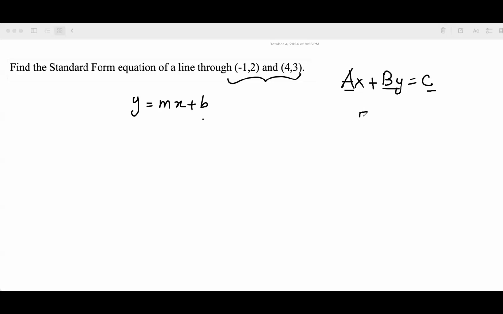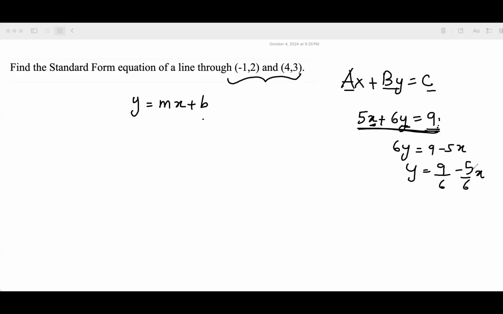Oh, C is the constant. It will be like 5x plus 6y equal to 9. 9 is the number that's not associated with any coordinate point. Does it indicate something in the graph, is what your question is? No, from the standard form you can't say anything like that. If you convert it to slope-intercept form, then it makes some sense to say that way. Here, 9 by 6 minus 5 by 6, I can say, this is my slope, this is my intercept. Like that, there's nothing in standard form. Don't take it that way.